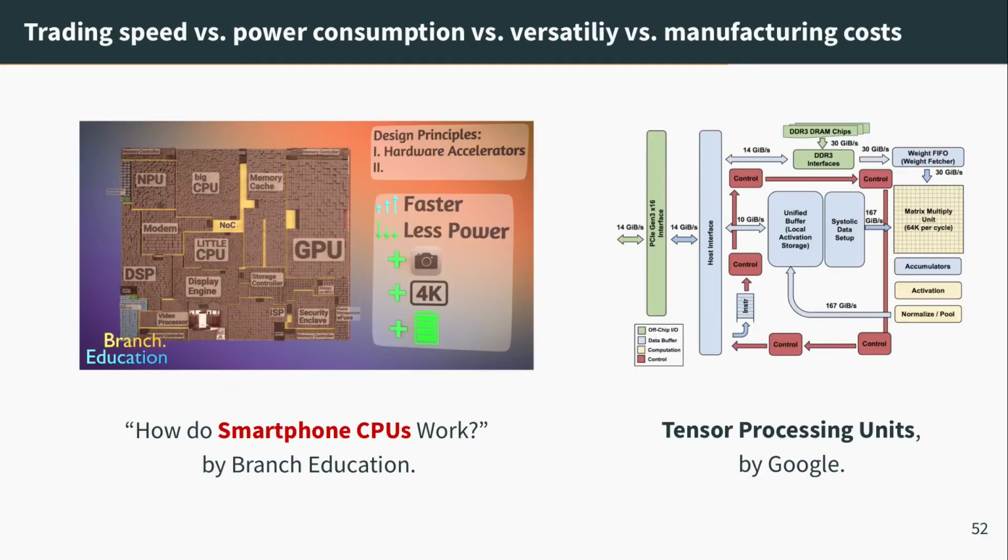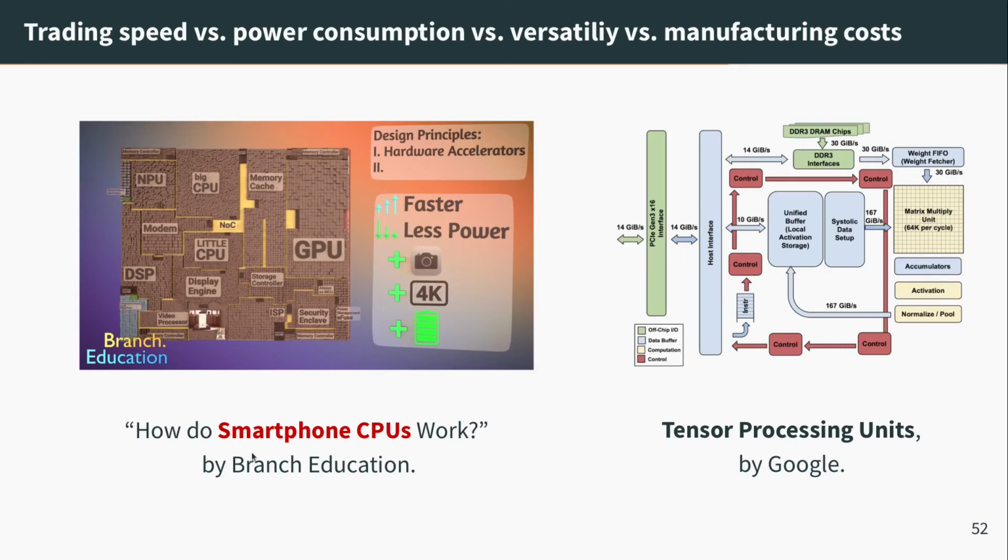So generally speaking, today I focused exclusively on NVIDIA because this is what we use for research, in academic research. But hardware design is a fascinating field where you have many different trade-offs. In practice, when you design a chip, you have to factor in speed, power consumption, versatility, and manufacturing costs. So, for instance, I really suggest you to look at this video by Branch Education about smartphone chips.